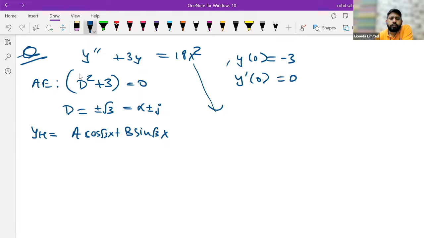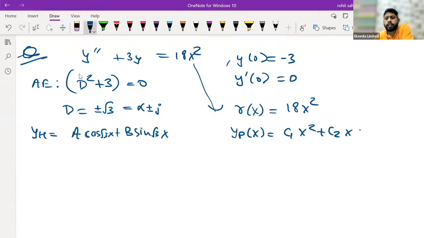Now let's look into the r of x. R of x is 18x square. So this is a second order function. If it is second order, the yp which you should assume is 18x square है तो x square. So c a और b लिया वहाँ पे तो c1 ले सकते हैं. c1x square plus c2x plus some c3. Fine. Now y dash p of x, y dash सिर्फ लिख रहा हूँ, y dash p लिख रहा हूँ मैं, will actually become 2c1x plus c2, and y double dash will simply become 2c1.